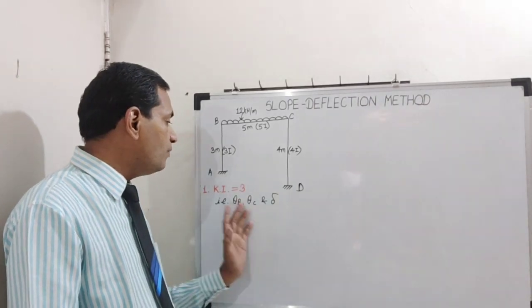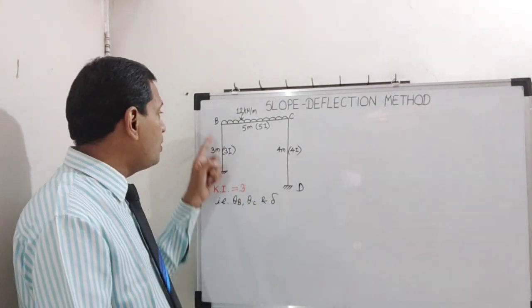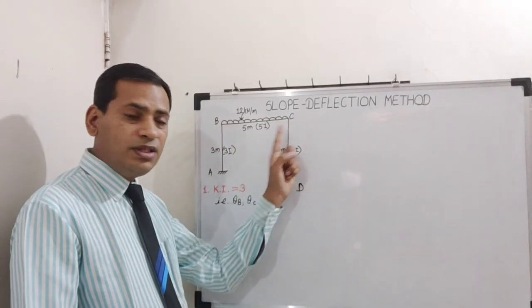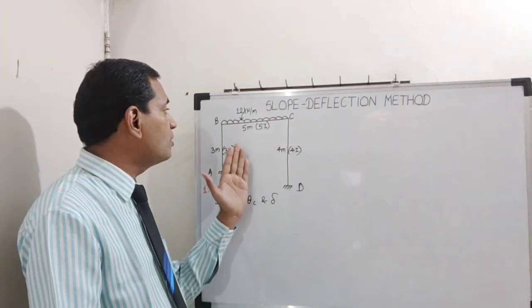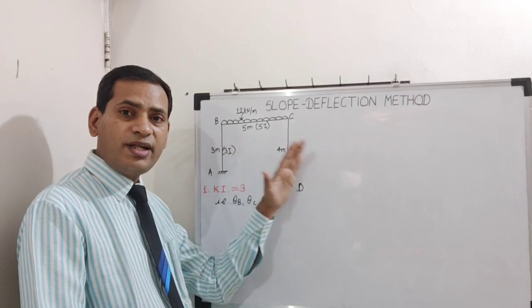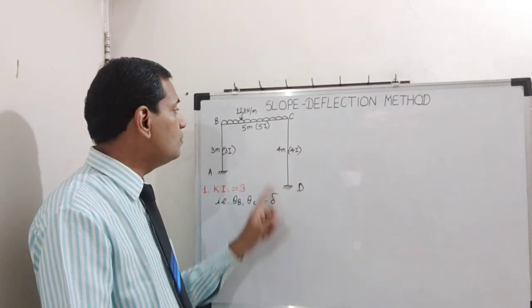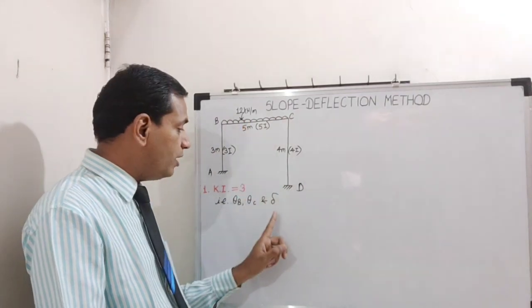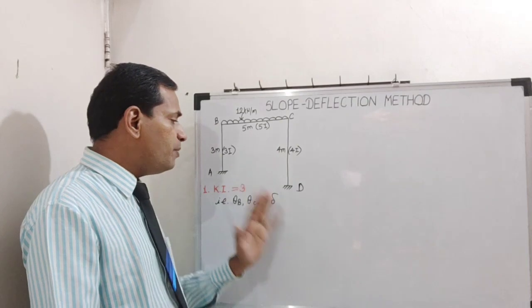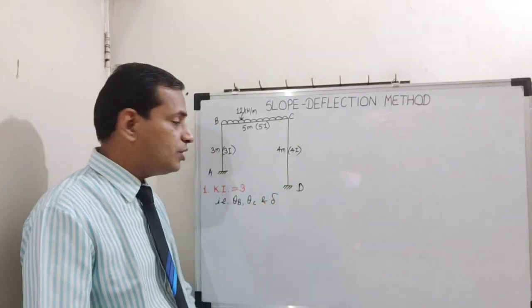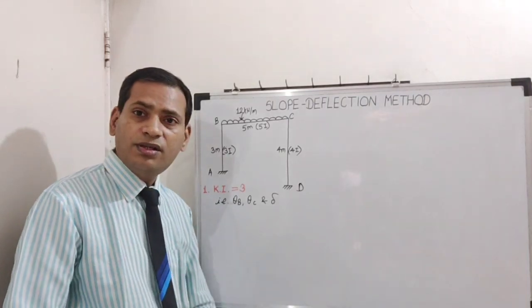Okay, and here we have to find three unknowns. One is rotation of B, another is rotation of C, and third is sway of the column. We are assuming this frame to sway towards right, which will be assumed positive, and this delta will be 0 for the beams, and delta is only there for columns. Okay, so keeping in mind these assumptions, we will now solve ahead for this frame. Okay, so let us start.